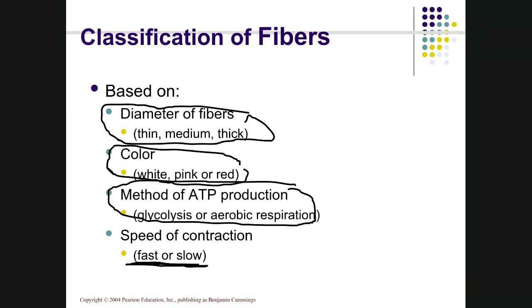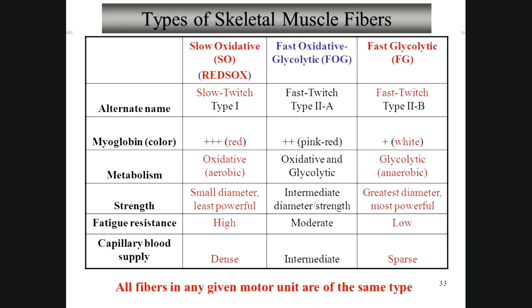So when we look at it, we're going to see 3 types. Now they go by different names. Some names I think are more descriptive than others. But anyway, they're called slow oxidatives, fast oxidative glycolytics, and fast glycolytics. They have these other alternate names too. But let's look at them.